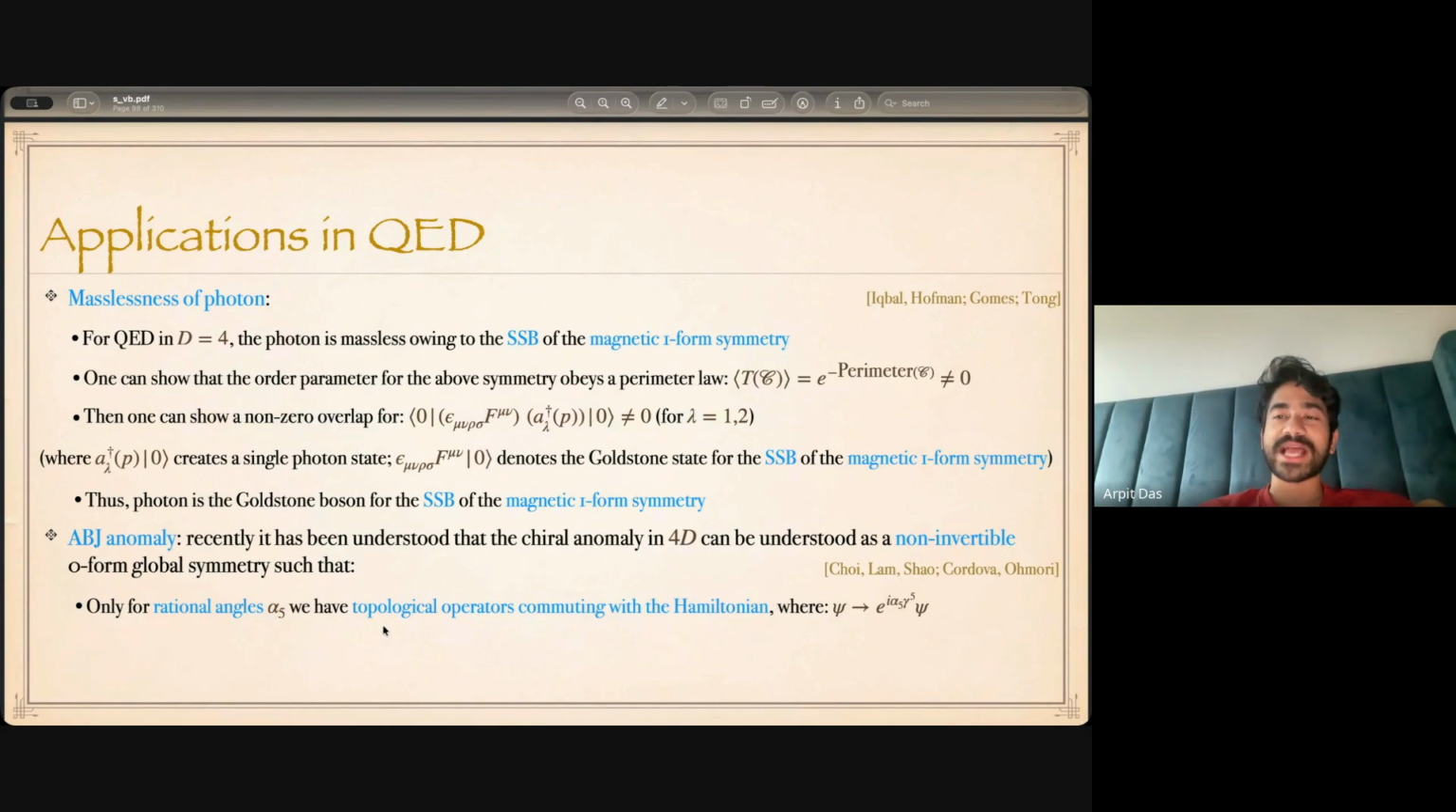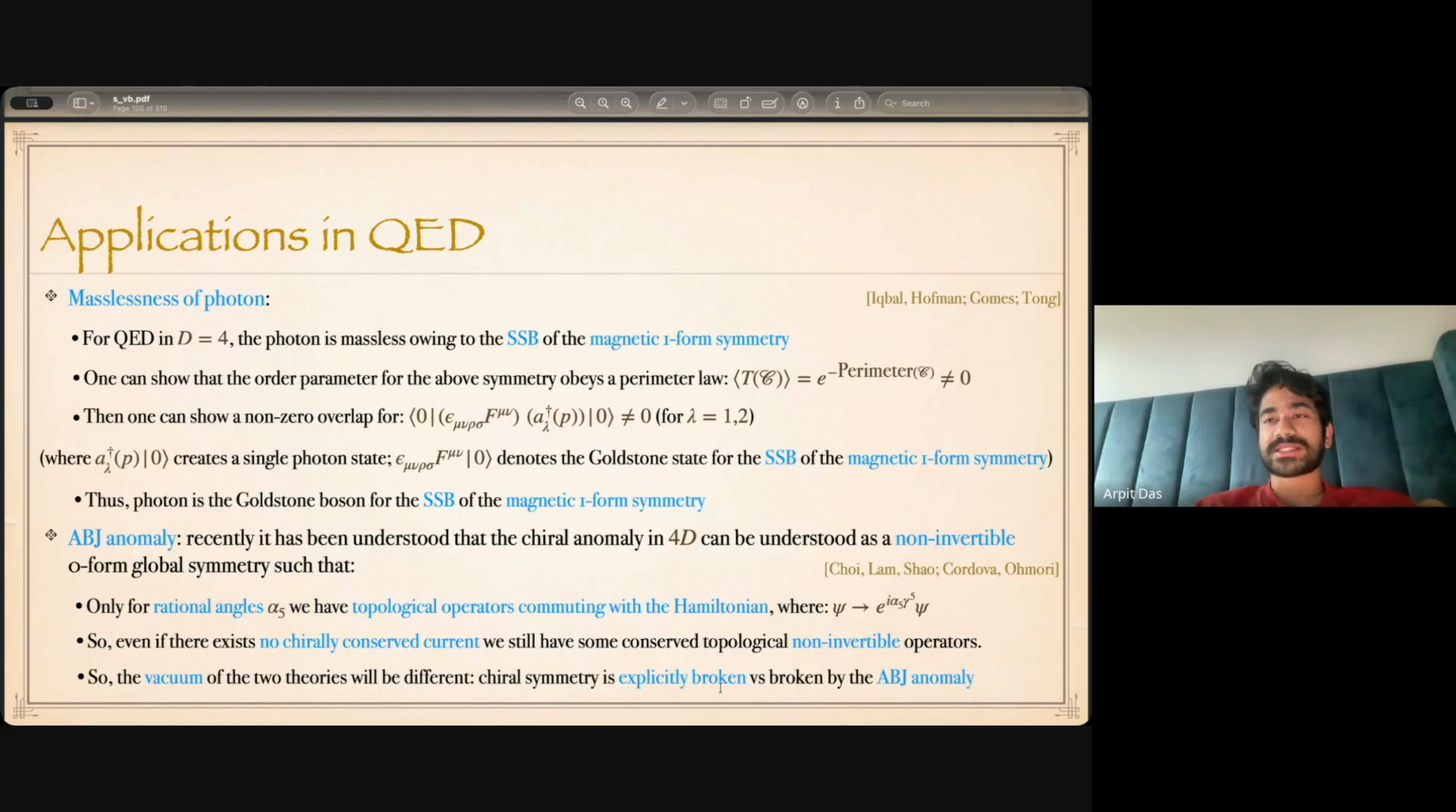Because of this rational angle criterion, you don't have an inverse for all such operators. There will be some operators which have an inverse, and some that won't have an inverse. And this is what people started calling a non-invertible symmetry.